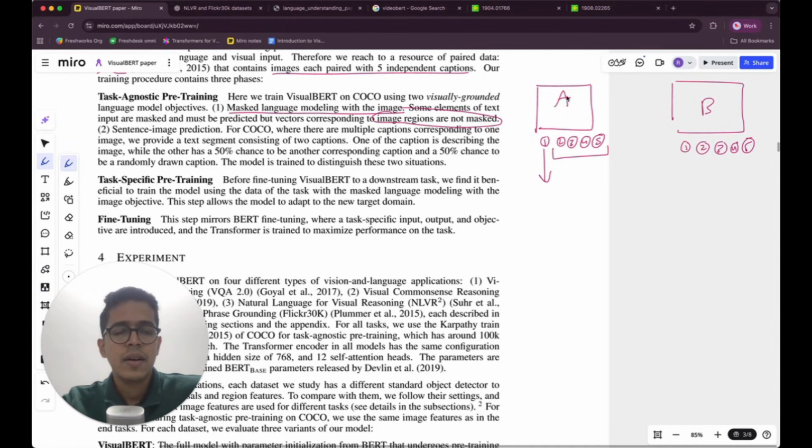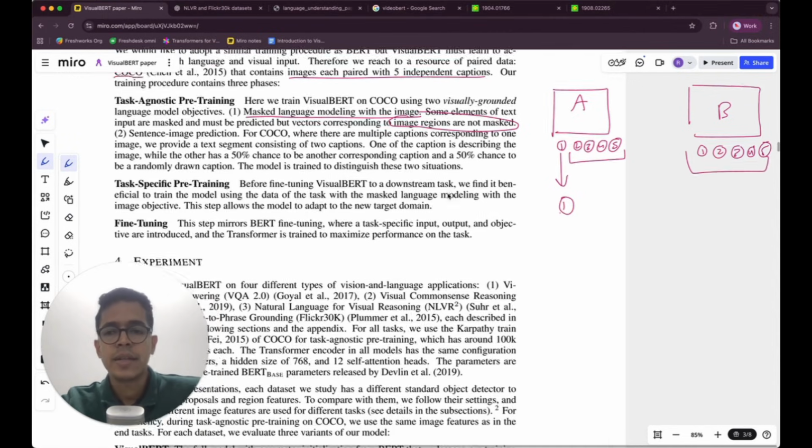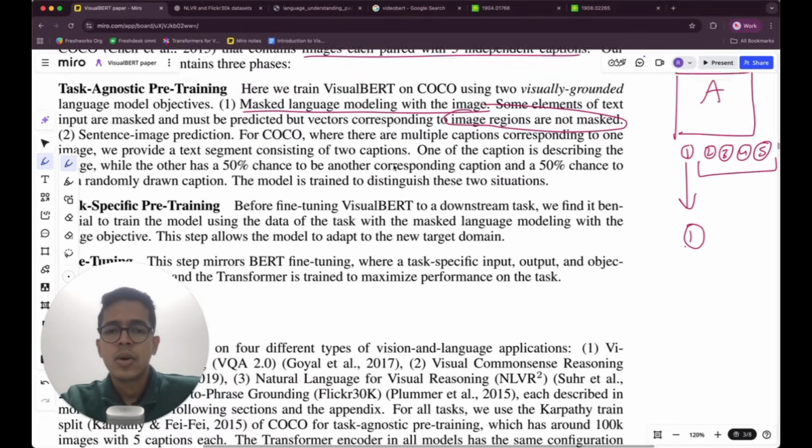So if you have image A, then for the corresponding caption, I will pick caption number 1. Then the next caption might be one of the captions from these four, or it may be one caption from this. In which case, there should be no alignment between that caption and this image, because that is a caption corresponding to a different image. So that is what is done for Coco.